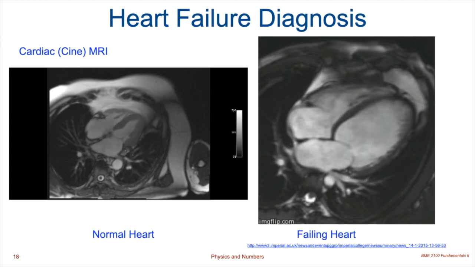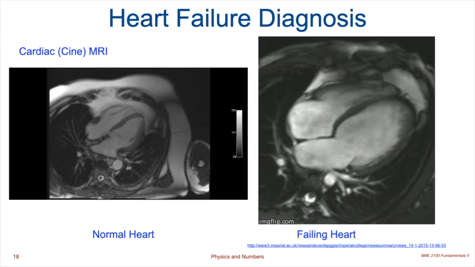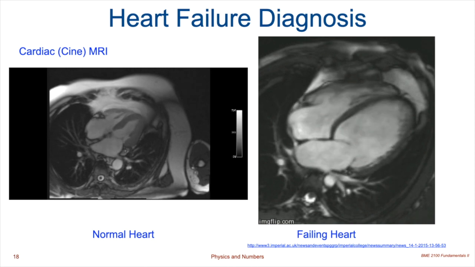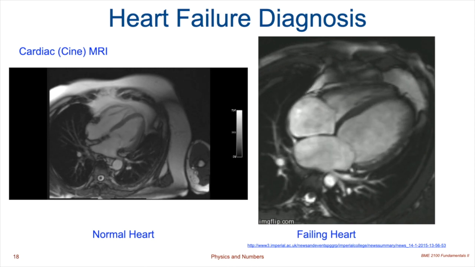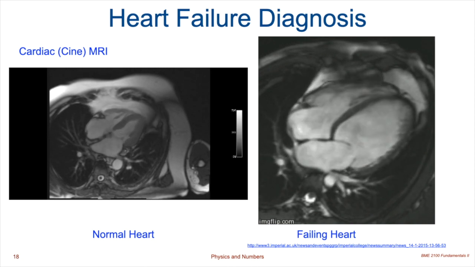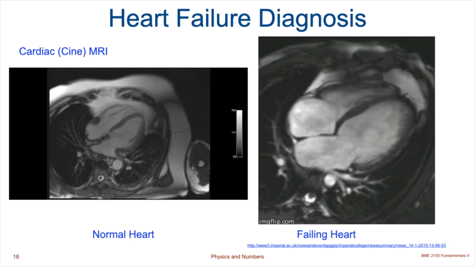And this other movie shows you a heart that's not beating normally. You see the left ventricle is barely contracting. So this is a heart that is clearly failing. Okay, so you say, wow, that sucks to have a failing heart. I don't want to have one of those.